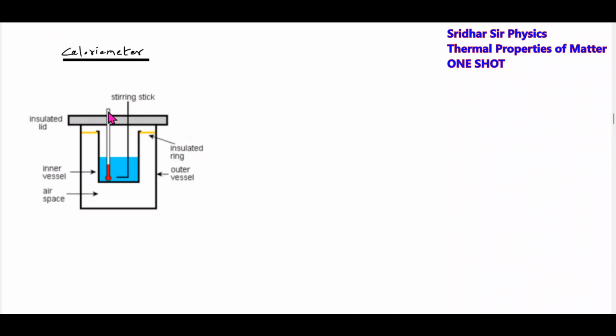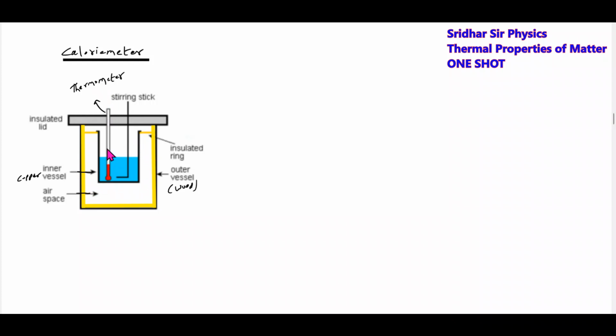Now, what do you mean by a calorimeter? A calorimeter contains a copper vessel. This is the inner vessel, usually made up of copper. There is an air space. The outer part will be made up of a wooden coating. The inner vessel, made of copper, will be cylindrical in shape.